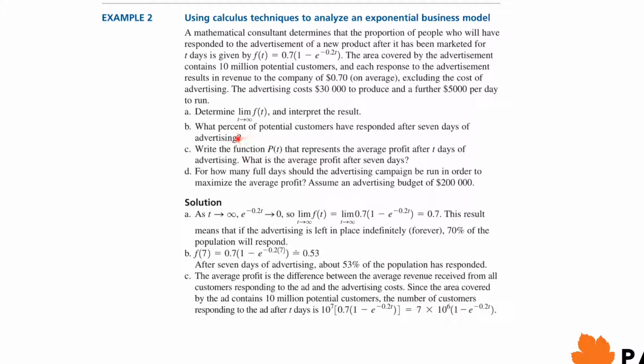Part B, what percent of the potential customers have responded after 7 days of advertising? We are simply looking for f of 7. It is 0.53, and it means about 53% of the population has responded after 7 days of advertising. Part C, write the function P(t) that represents the average profit after t days of advertising. What is the average profit after 7 days?